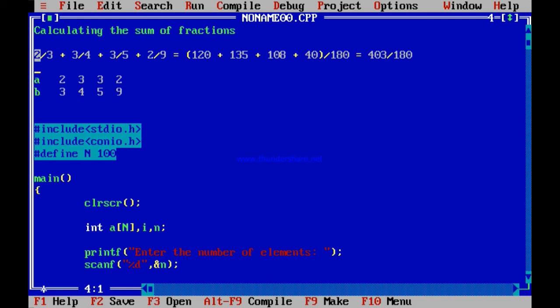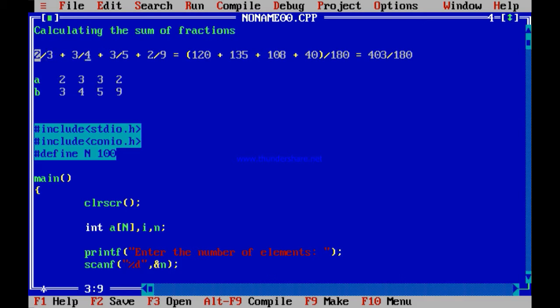Check out A: 2, 3, 3, 2, 2, these are A. So I will divide by the LCM. Firstly, I will find the LCM of the elements of B: 3, 4, 5, 9. I know how to do it. Then I will divide the LCM by B0 and multiply it by A0.